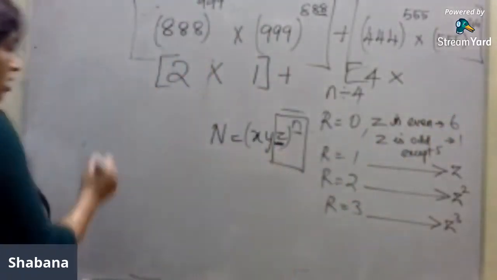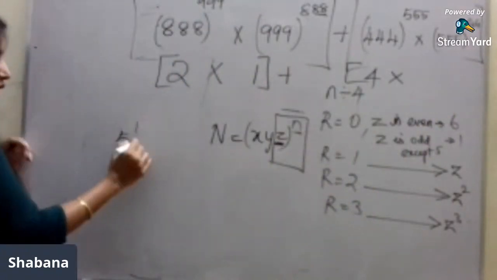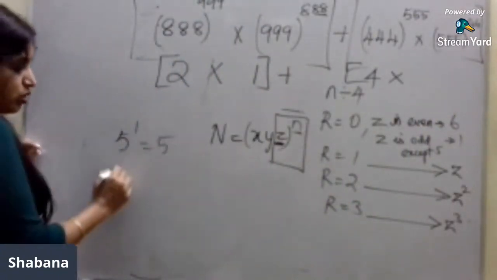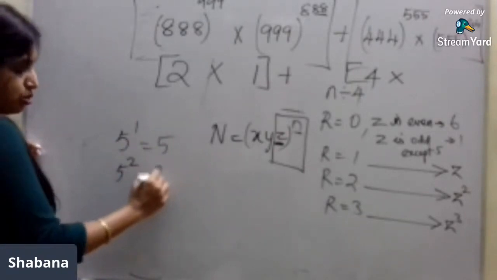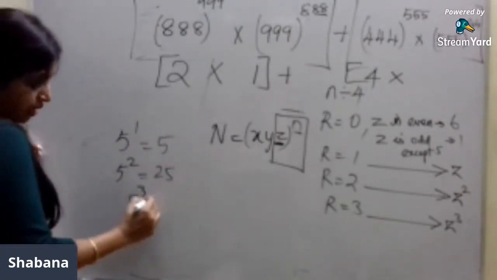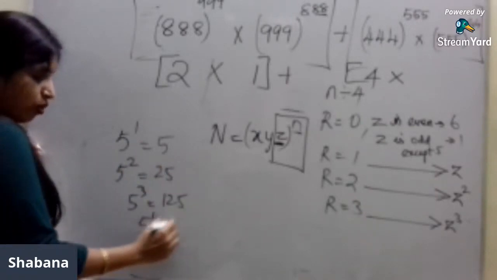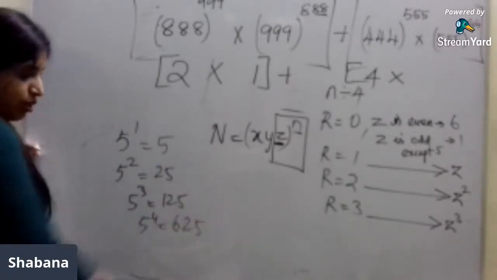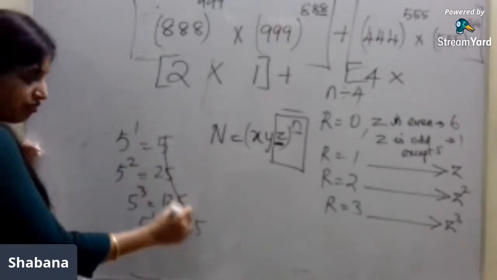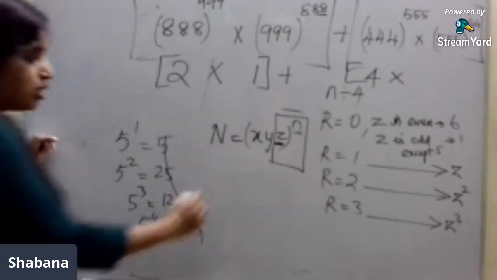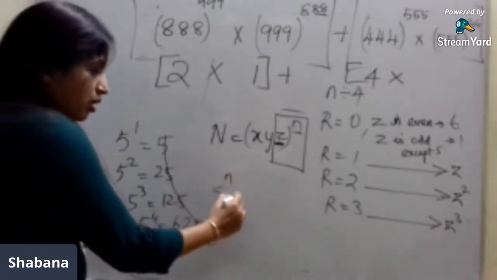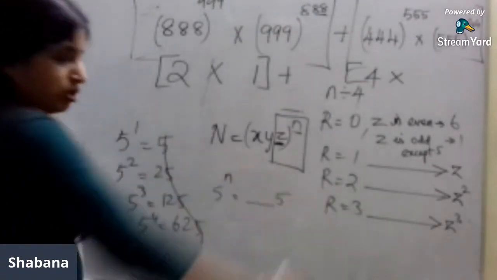Now let's take 5 power 1 is 5. 5 squared is 25. 5 power 3 is 125. 5 power 4 is 625. If you observe, you have 5 in all the units places. So 5 power any number gives you 5 in your units place.